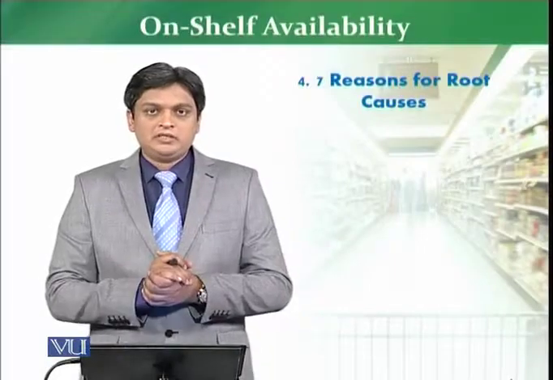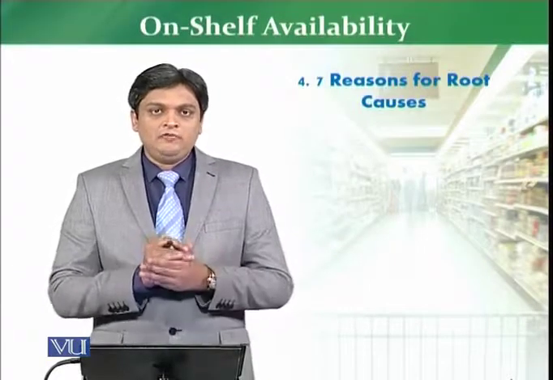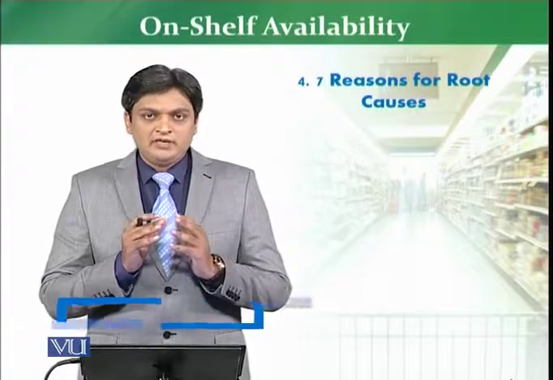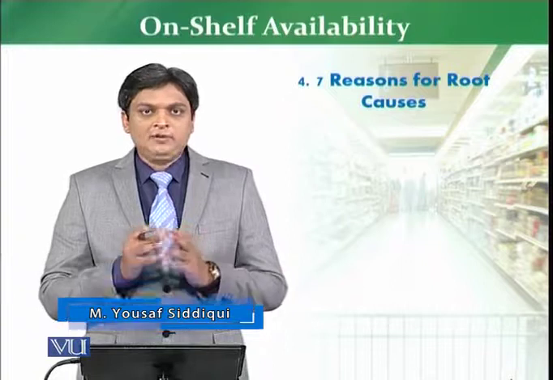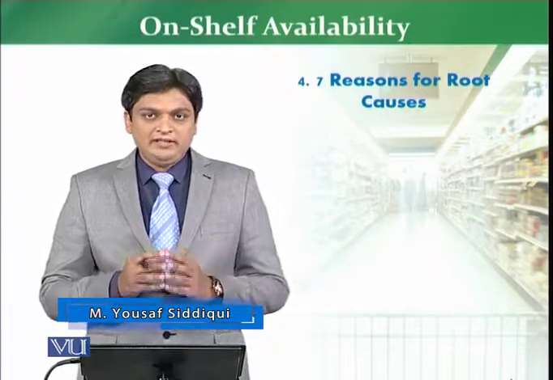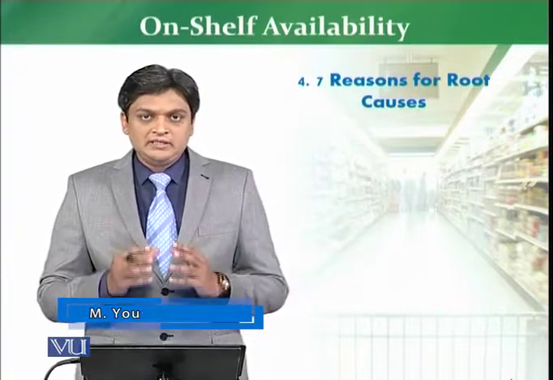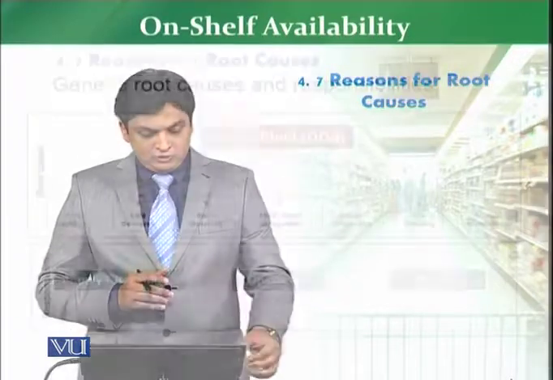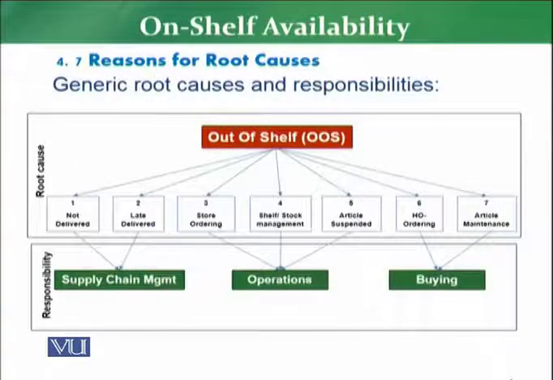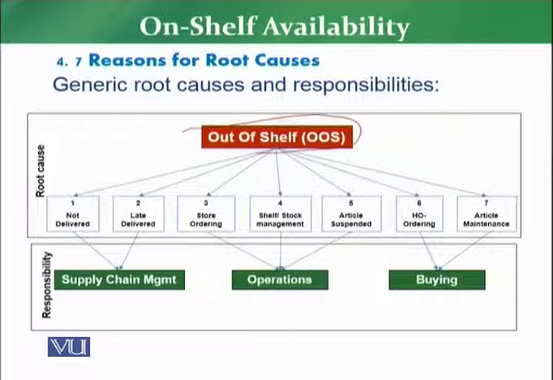Now we are going to discuss the reasons of root cause analysis. There are 7 reasons: how you have to identify a gap on the shelf, what could be the reasons for that gap, and whom to address once the gap is there. First of all, the generic root causes and the responsibility, who is going to be responsible for that, is mentioned here. So now we have, for example, a situation which is out of shelf product.